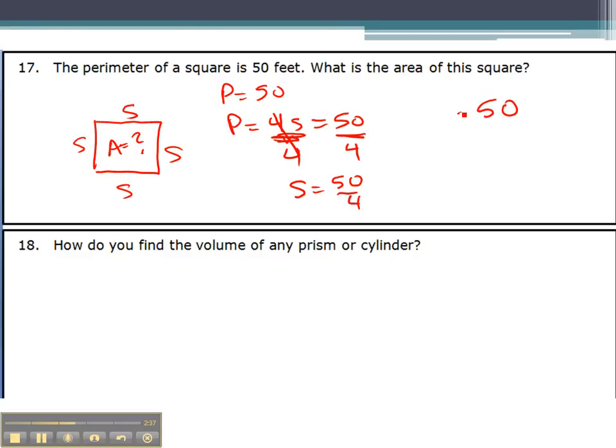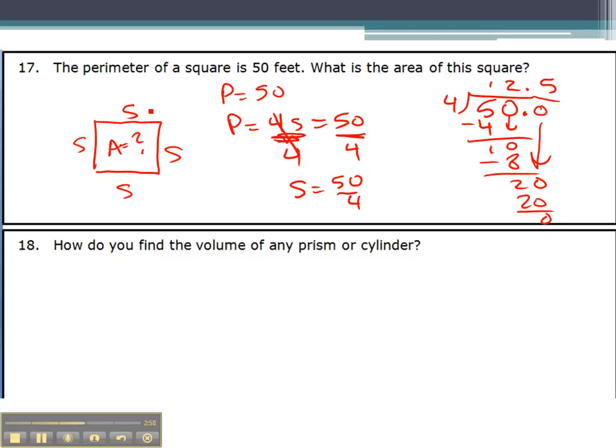50 divided by 4. There's 1, 4, and 5. Subtracting, I get 1. Bring down the 0, that's 10. There's 2 4s and 10. And I want to keep dividing, so I add a decimal in my answer also, and I can add a 0. Bring down that 0, and there are 5 4s and 20. So the side length is 12.5. But then we're trying to find area, so area equals side squared. Area equals 12.5 squared. So 12.5 times 12.5, I'm going to do it over here.